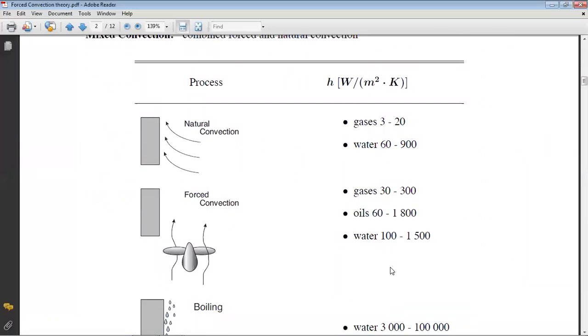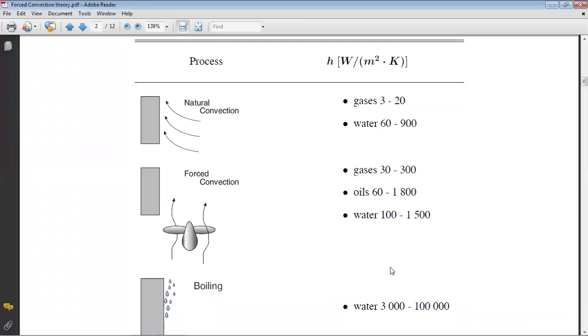And these are some of the processes and the corresponding heat transfer or the convective heat transfer coefficient values. In case of natural convection, for gases, the value of h varies from 3 to 20 watt per meter square Kelvin, whereas for water or liquid under natural convection, the value of h varies from 60 to 900 watt per meter square Kelvin.